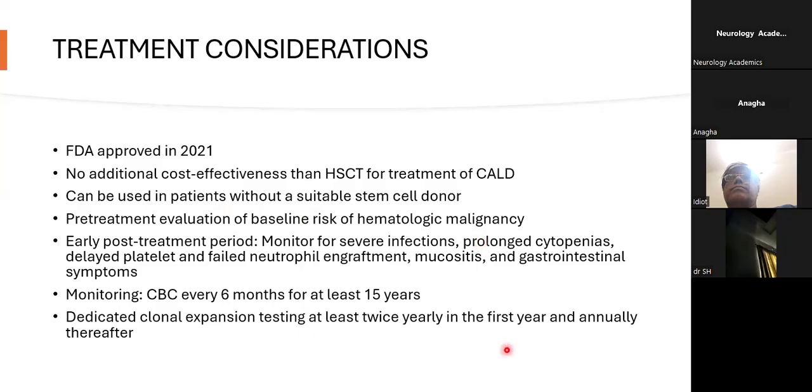And for monitoring in the early post-treatment period, the patient should be monitored for severe infections, prolonged cytopenias, delayed platelet and failed neutrophil engraftment, mucositis, and GI symptoms. Continuous monitoring will have to be done with CBC every 6 months for at least 15 years. And dedicated clonal expansion testing to look at the efficacy of this therapy will have to be done at least twice yearly in the first year, and annually thereafter.